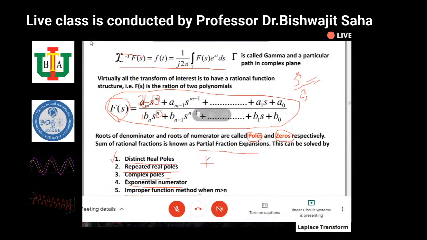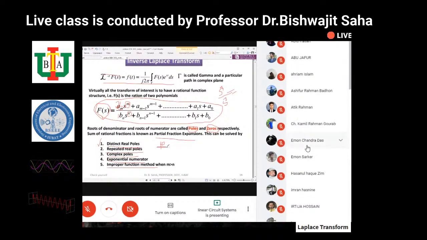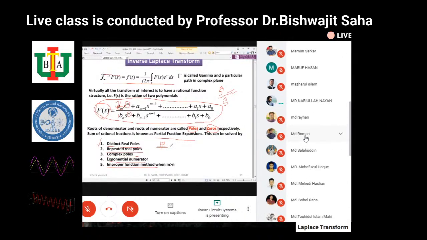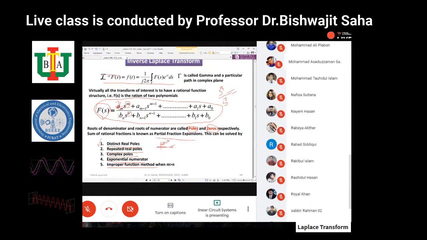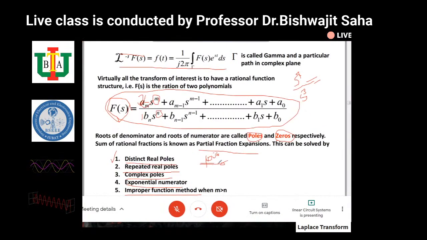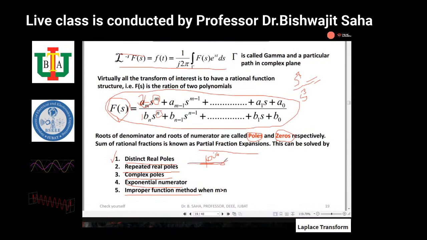Which has no y-axis value. All are on the x-axis, because the x-axis is sigma and the y-axis is j omega, imaginary. So a real pole means it should be on the x-axis. And a repeated real pole: the pole is real, but the same pole comes again and again. That is repeated.